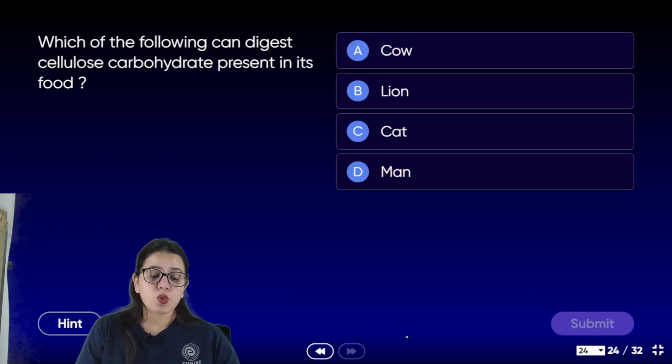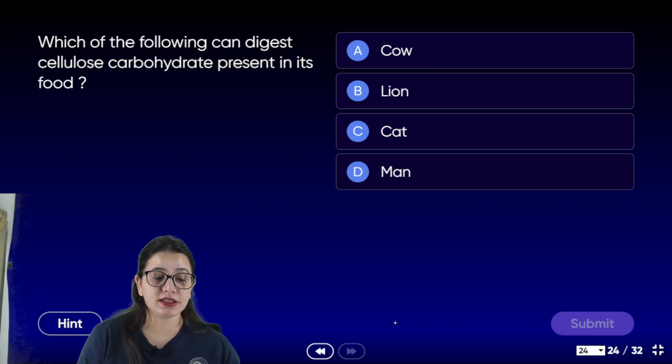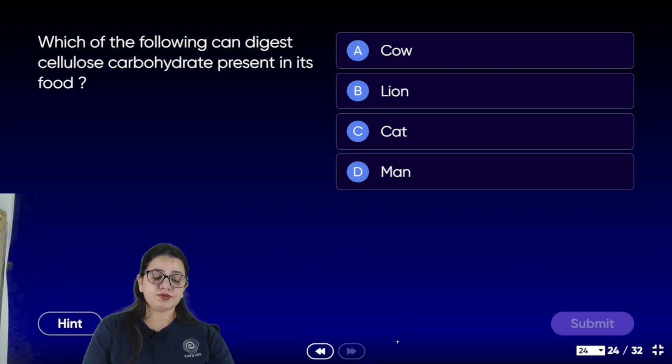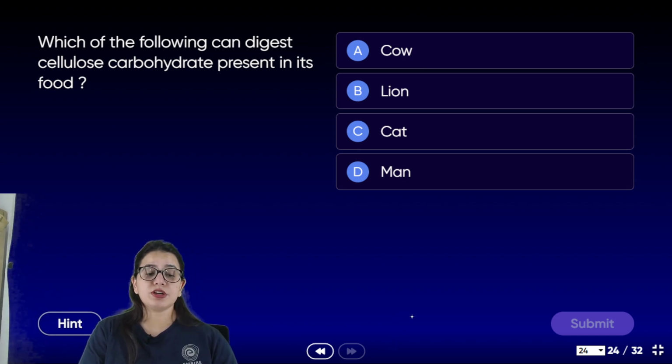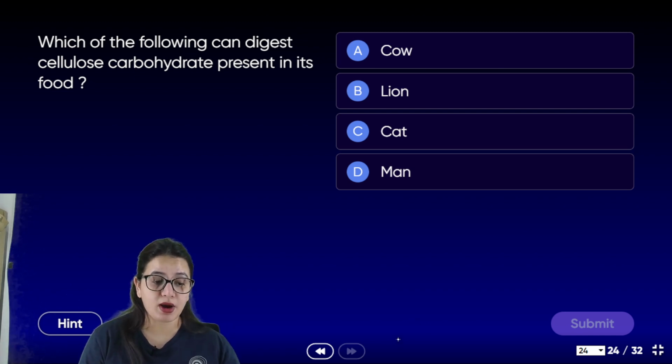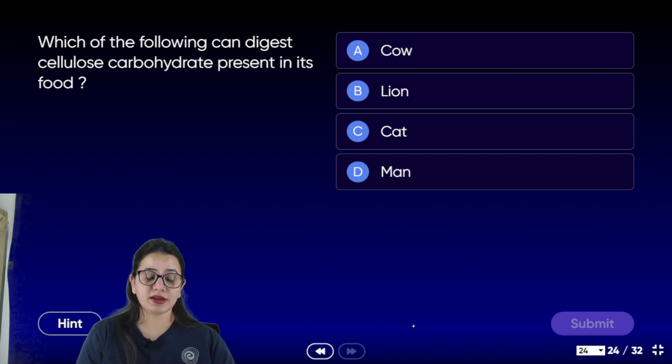Next question. Which of the following can digest cellulose carbohydrate present in its food? Which one among them could digest the cellulose carbohydrate present in its food? Is it cow, is it lion, is it cat, is it man? Who can digest it?